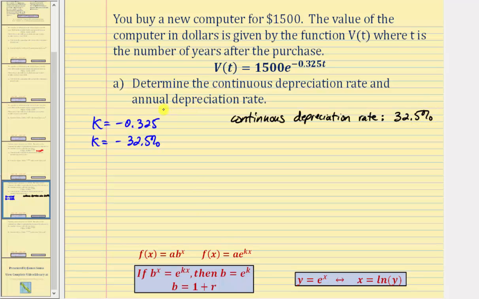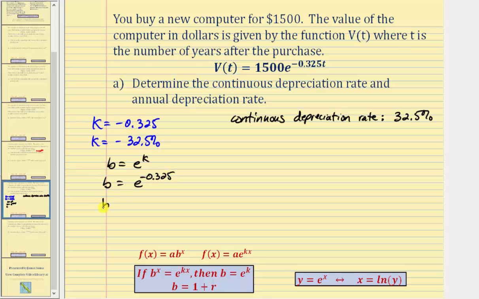And now to determine the annual depreciation rate, we need to determine the value of r when we have the exponential function in this form here. To find the value of r, we'll use the same equation here to find b. Once we find b, we can determine r. So using the equation b must equal e raised to the power of k, well, we know the value of k is negative 0.325, so we have b equals e raised to the power of negative 0.325.